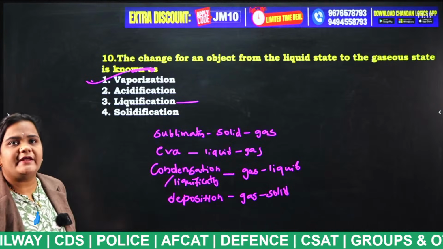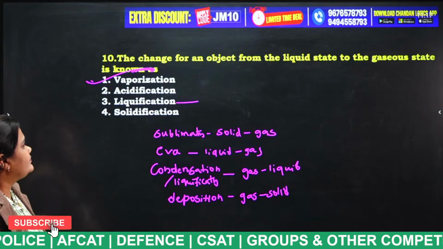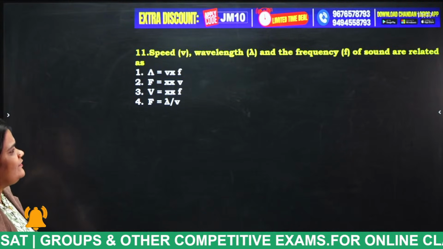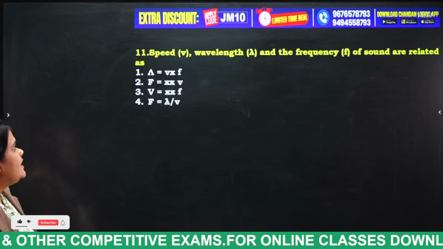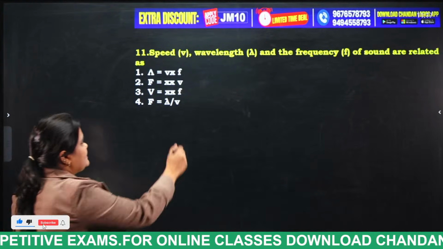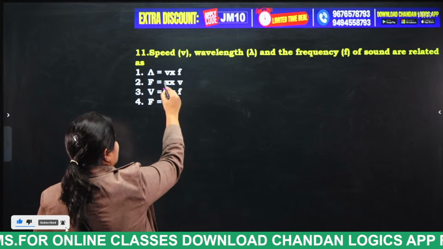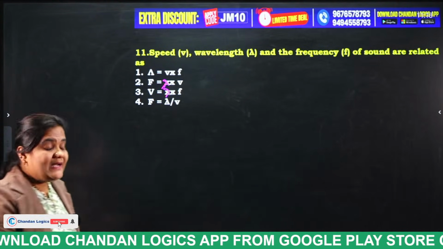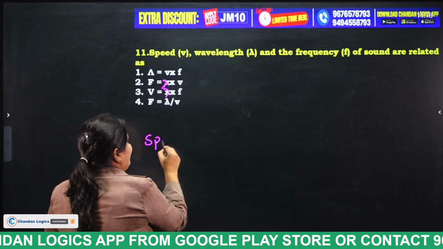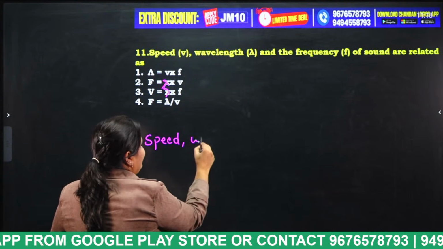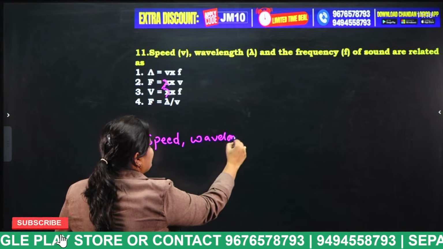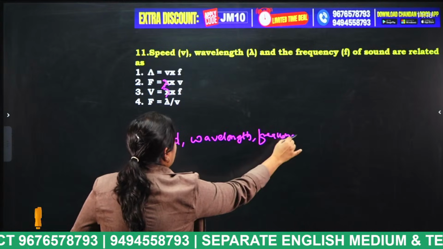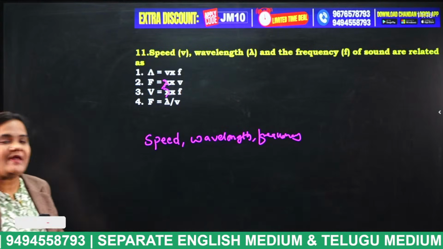Very good. Next, speed V, wavelength lambda and the frequency of a sound are related as. Actually this is lambda. Now tell me students, what is the relationship between speed, wavelength and frequency? I have discussed this many times. Before that, first of all, we have to know the definitions of speed, wavelength and frequency.